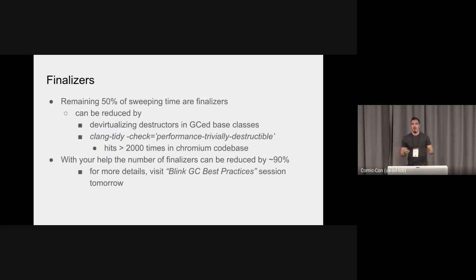But we still have remaining work, and those 50% of sweeping time are taken by finalizers, which are, as I've said, usual C++ destructors. We're still working on reducing them, and we introduced a couple of techniques like devirtualizing destructors in GC-based classes, and we also implemented a presubmit check, which is called performance trivially destructible. You can use it. It hits over 2,000 times in the Chromium codebase, which is pretty cool. We also want to stay ambitious, and we do believe that with your help, the number of finalizers can be reduced by about 90%. But for more details, please visit the Blink GC best practices session we are going to present tomorrow. Thank you.